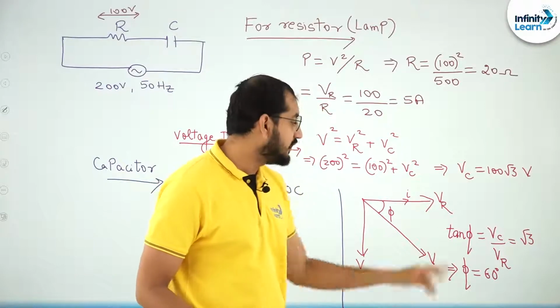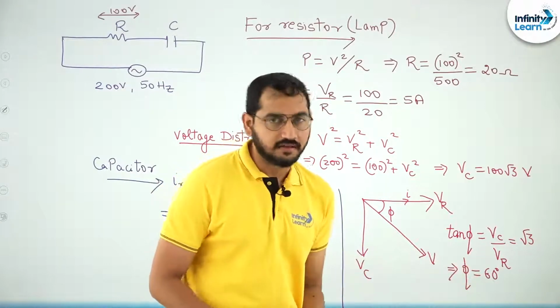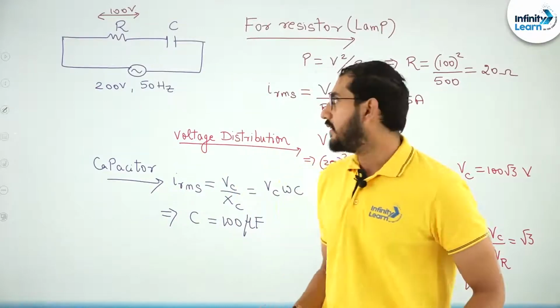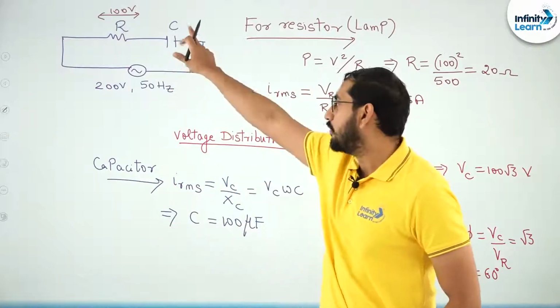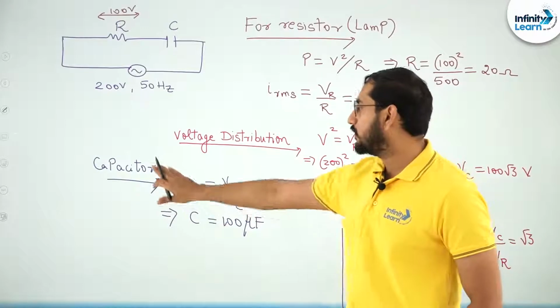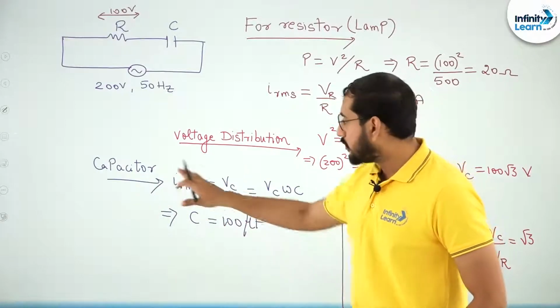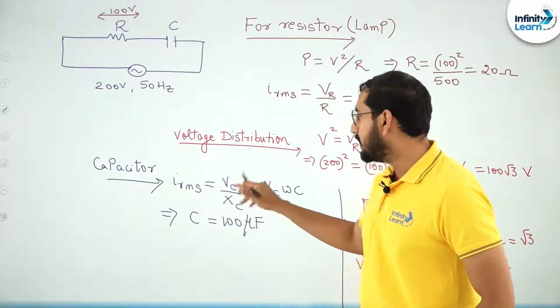After putting the values, we will get the value of phi as 60 degree. Okay. And now moving on to the next part of the question where we need to find the value of capacitance. Here I will only focus on this capacitor part, right. Here also I can write down that I RMS is equal to VC by XC.